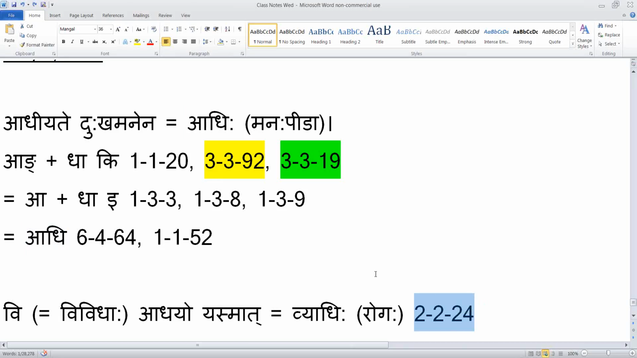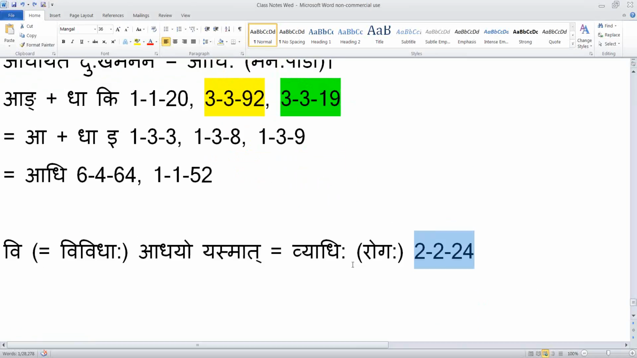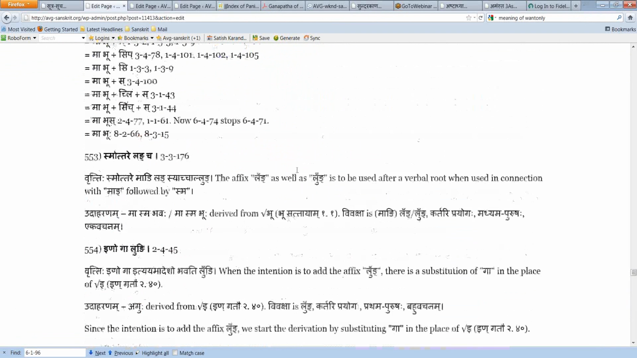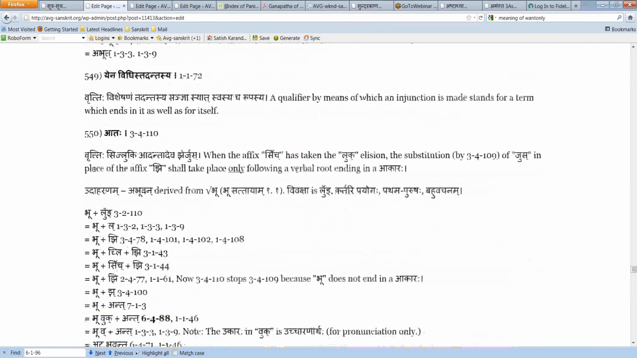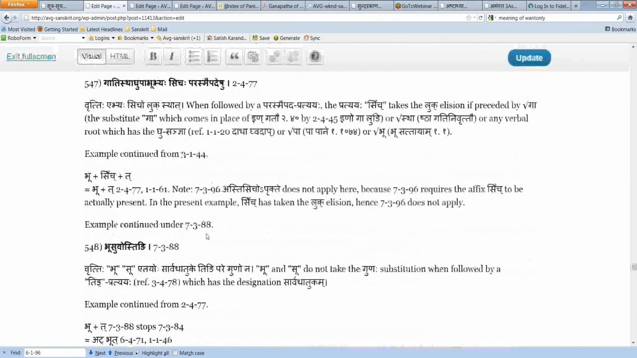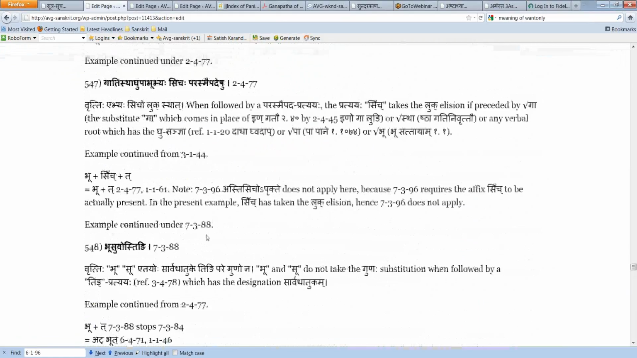Okay. So that was the correction from last time. Now let's continue with the document here that we have. We'll connect to the book as we go along. So the next sutra is sichi vriddhih parasmaipadeshu. So far the form that we looked at was a special form by this sutra, 7.4.77, gatisthaghupabhubhyah sichah parasmaipadeshu. So that was a special form, where the sich took the luk elision.